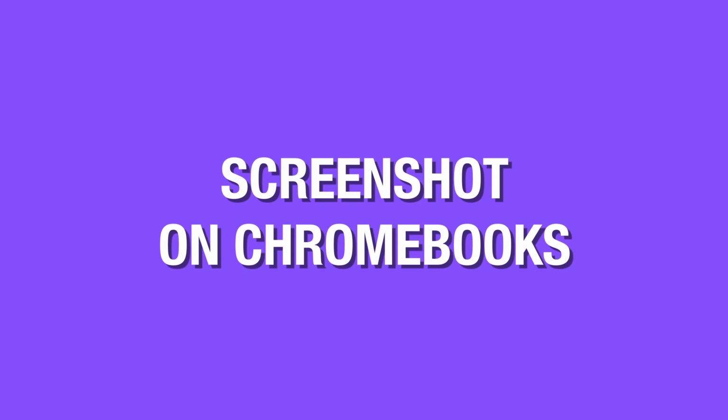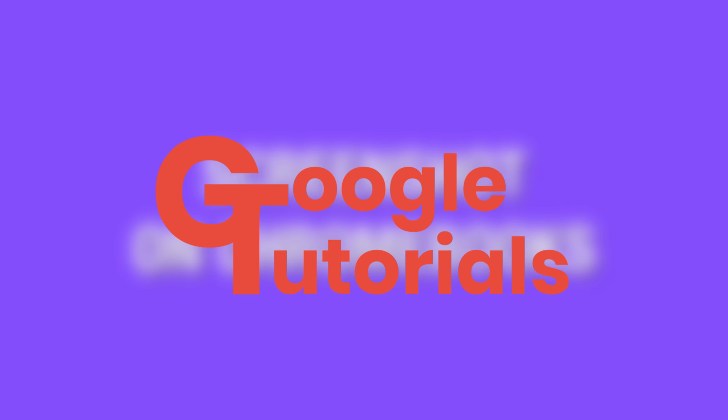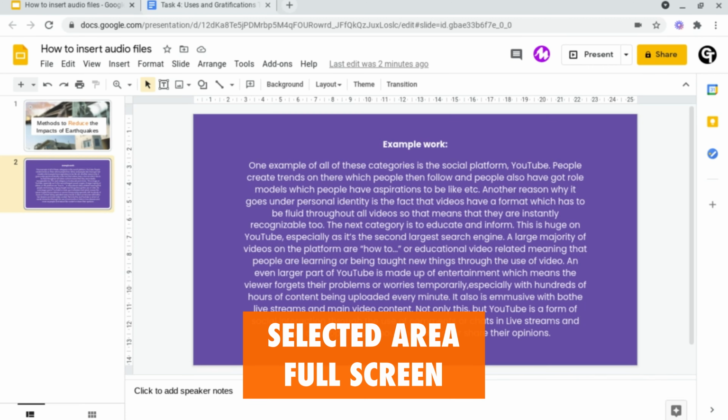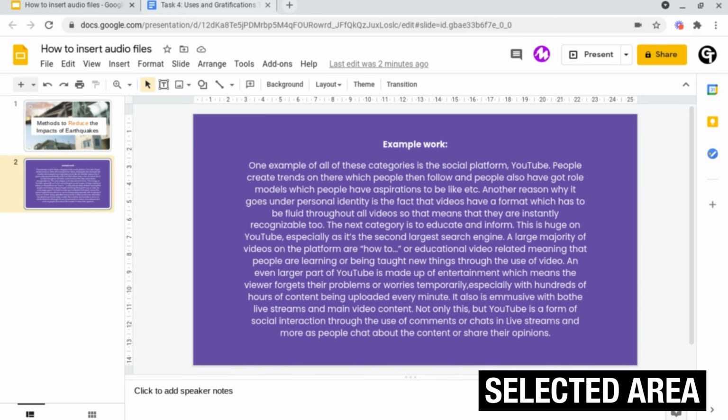In this video, I'm going to be showing you how to screenshot inside of a Chromebook. Screenshotting on a Chromebook is quite different to when using a Mac or a PC, since the keyboard layout is quite different. And there are two ways you can screenshot on a Chromebook keyboard. You can either do a selected area or a full page screenshot. So let's start off with a selected area screenshot.